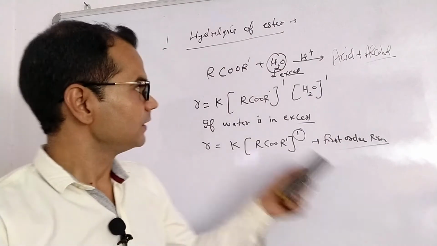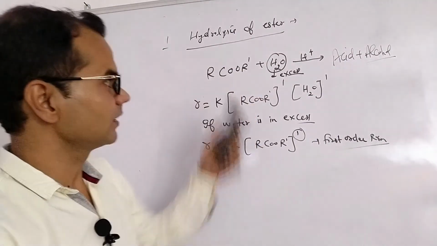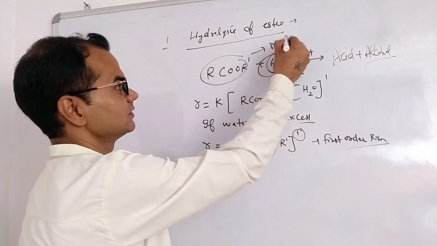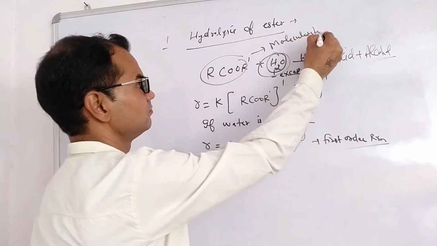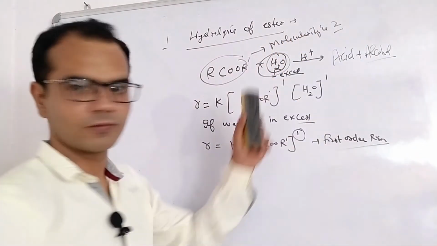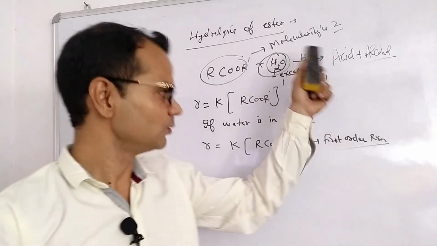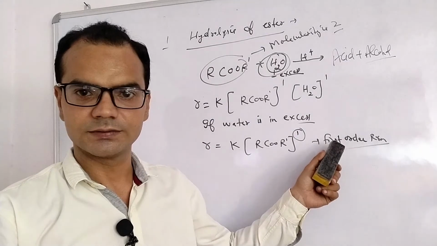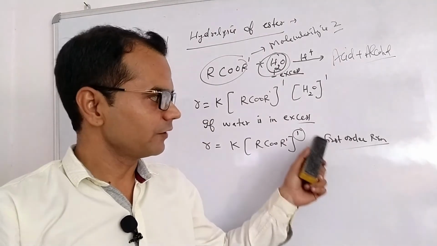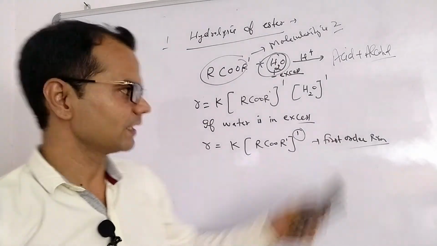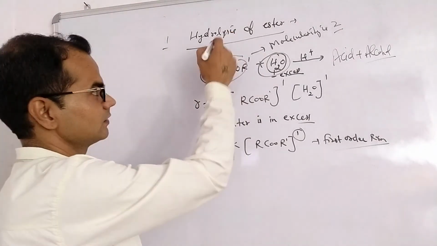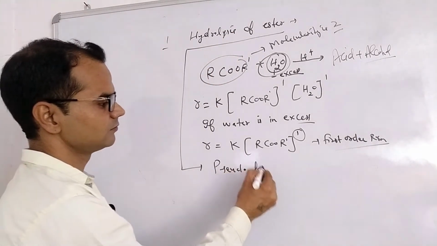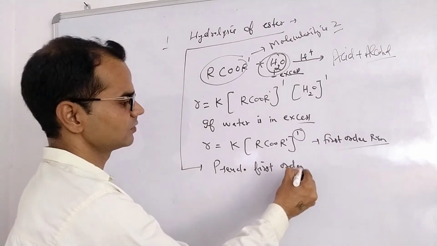But in the actual reaction there are two molecules, 1, 2. So molecularity is 2, but the rate of reaction is first. Order of reaction is first. So we can say hydrolysis of ester is a pseudo first order reaction.